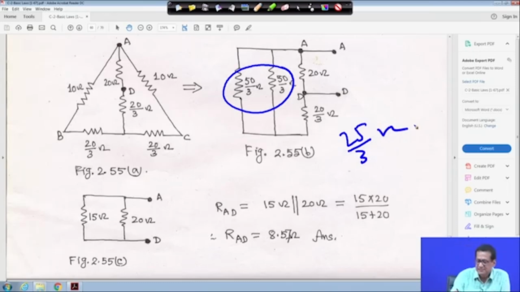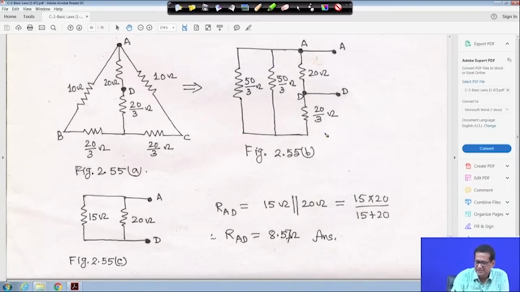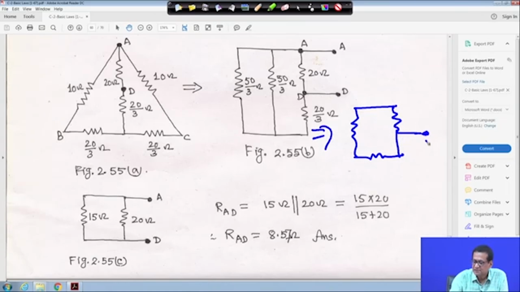And with that, this 20 by 3 ohm will be in series. That means, if you draw the equivalent circuit further, it looks like this. This is your D point and this is your A point. So, this will be your 25 by 3 ohm, and this one also 20 by 3 ohm, and this is your 20 ohm.